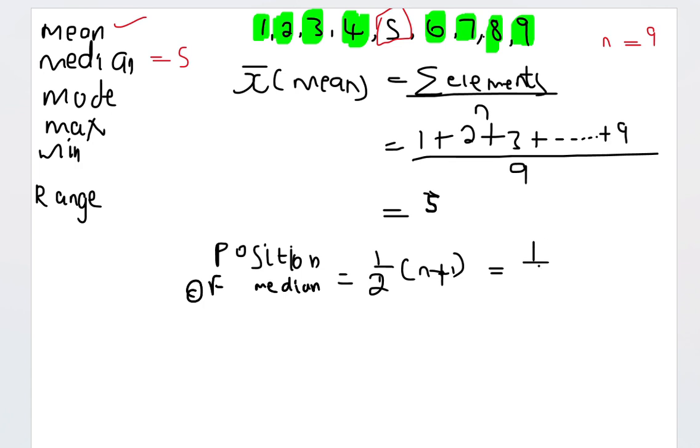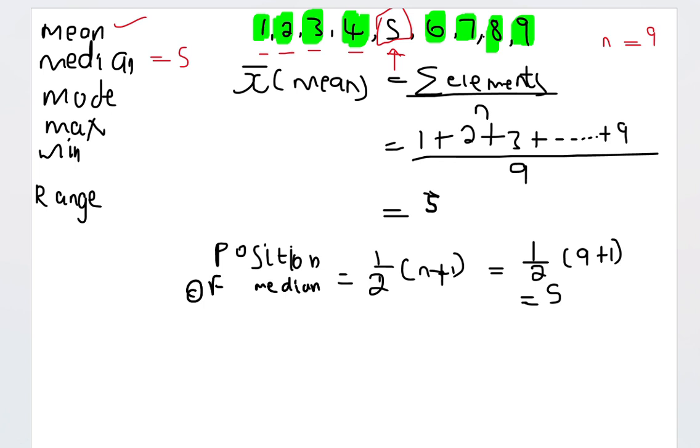So I'm going to have half of n plus 1. N is 9, so it's 9 plus 1. So I've got 10 over 2, and the answer here gives me 5. But this 5 is not the median. It's the position where I'll find the median. This means that this is position 1, position 2, position 3, position 4, position 5. And this is where the median lies. The median lies on position number 5.